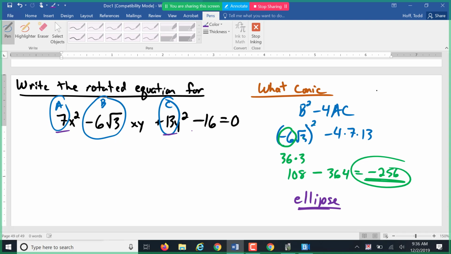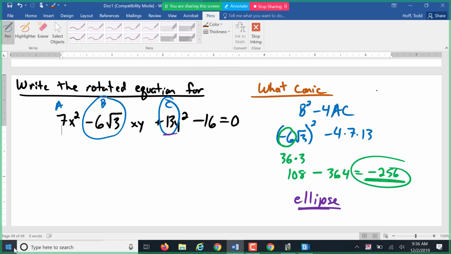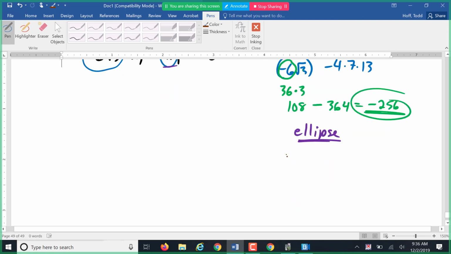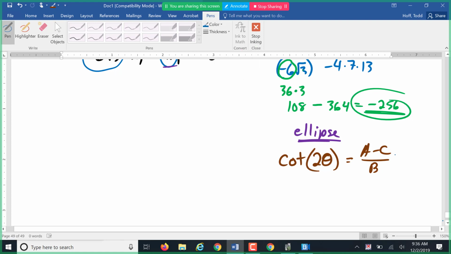So now let's go ahead and find our angle of rotation. That's the next thing we need to do. Angle of rotation is found: the cotangent of 2 theta is equal to a minus c over b. Well, a here we said was 7. C is 13. B is negative 6 square roots of 3.